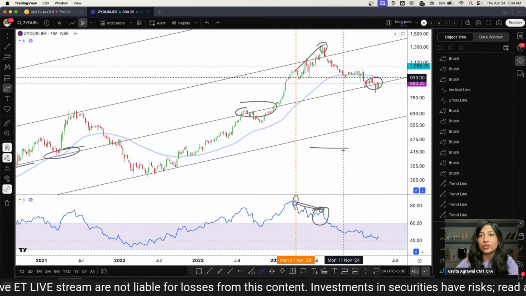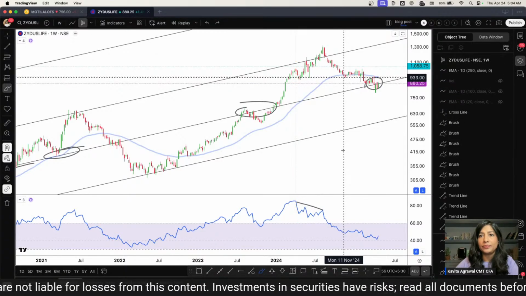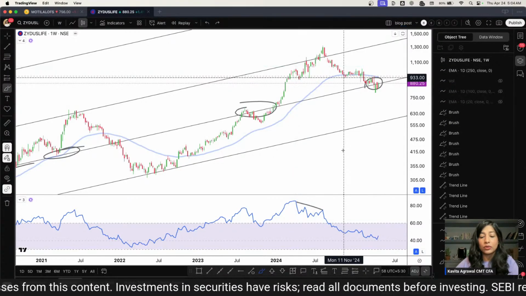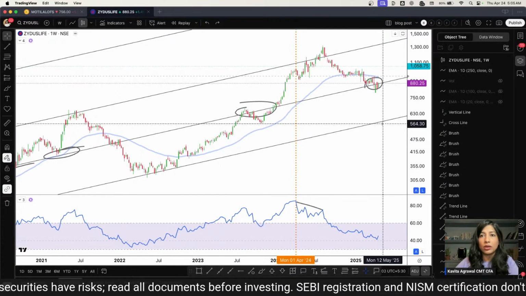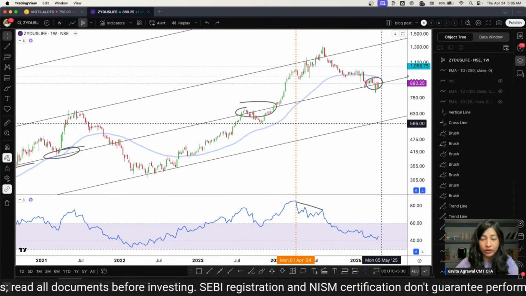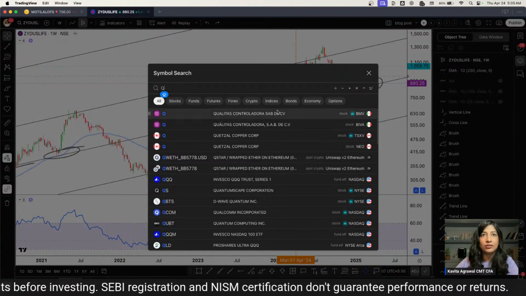Let's remove the extra drawings to clean up the chart and let's go back. So I want the vertical line to stay. Okay. So let's now go down one time frame to the daily chart.